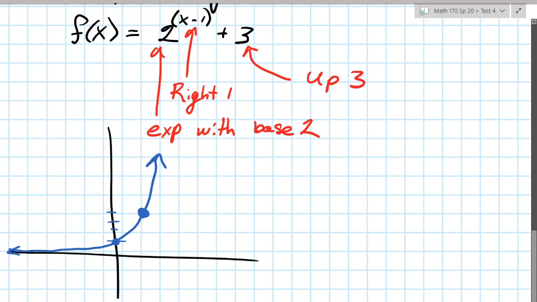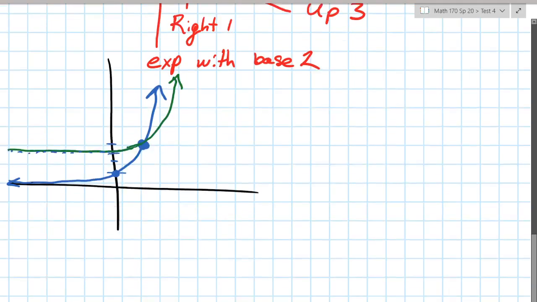If I move the horizontal asymptote to the right 1 and then up 3, now it's going to bring that asymptote like so. And now it's going to be flat, flat, flat, flat, flat until it hits the intercept, or what used to be the intercept, and then it'll start growing fast. And that's our exponential function with a shift to the right and up 3 using transformations.